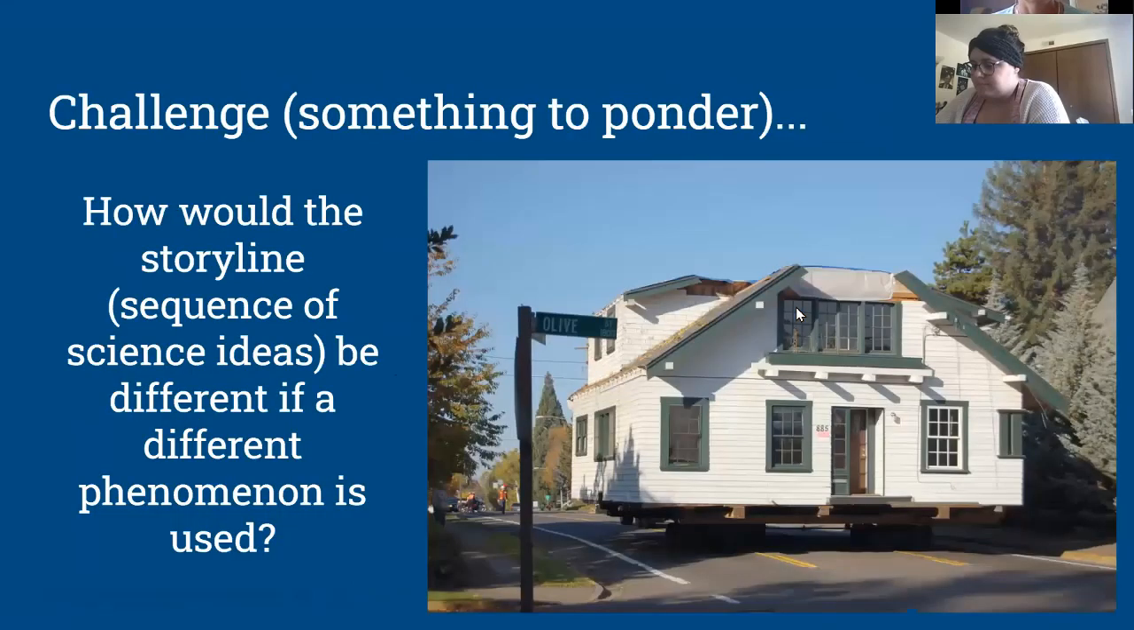So just something to ponder, and this is a far-in-the-future kind of thing: once you've developed that storyline and that anchoring phenomenon, something you want to think about is, how would that storyline be different if a different phenomenon was used? Would the students be able to take that science and transport it onto another phenomenon? And if you don't feel like they can, then maybe reconsider how those science ideas are being taught.